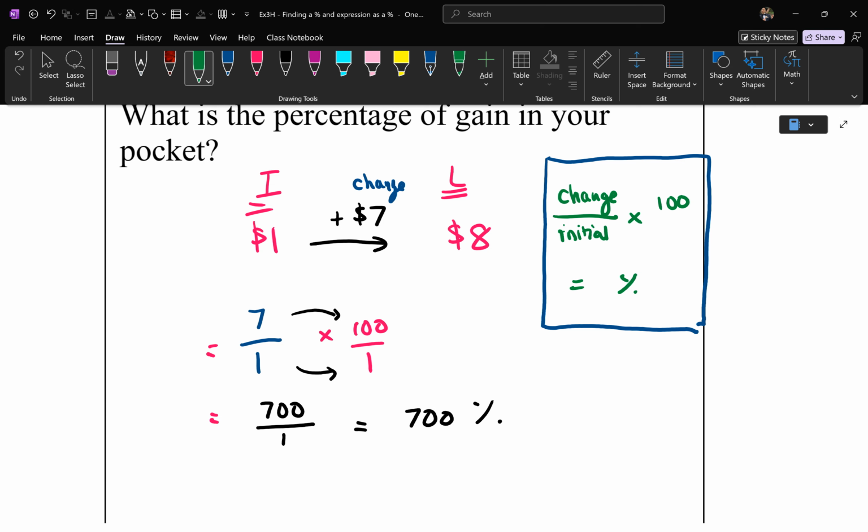Okay, so how do I know the change? Well, the change is whatever your starting point is minus from your after point. So 8 take away 1 is how I got the $7 change. And then if I know the change, it's change over what you start off with, not over 8. Okay, if you did 7 over 8, then that doesn't make sense.